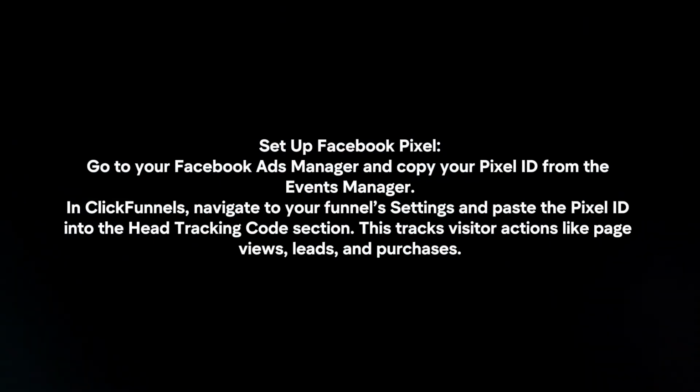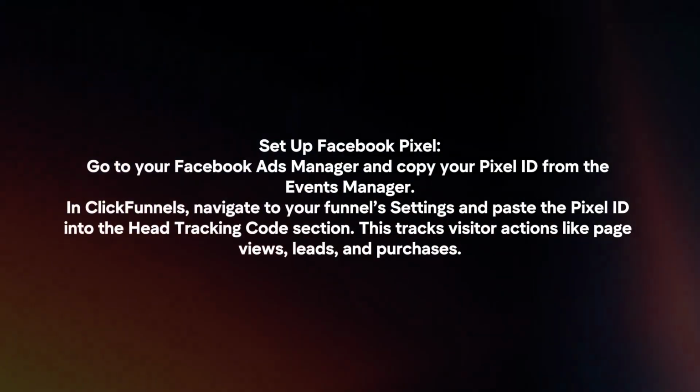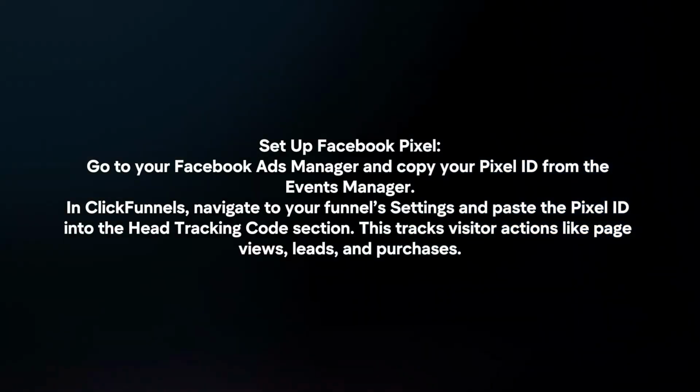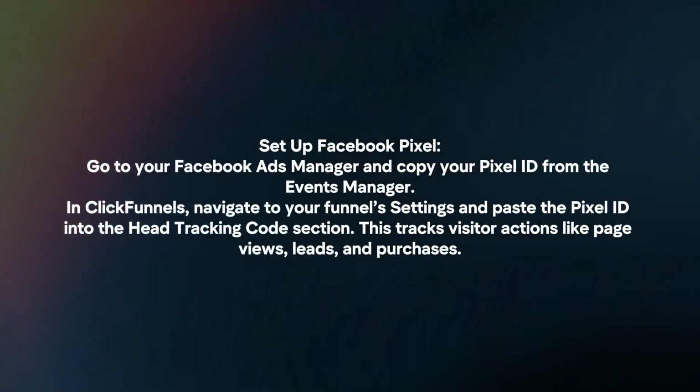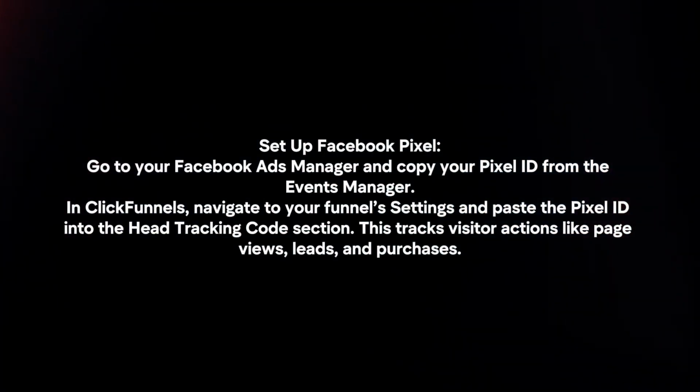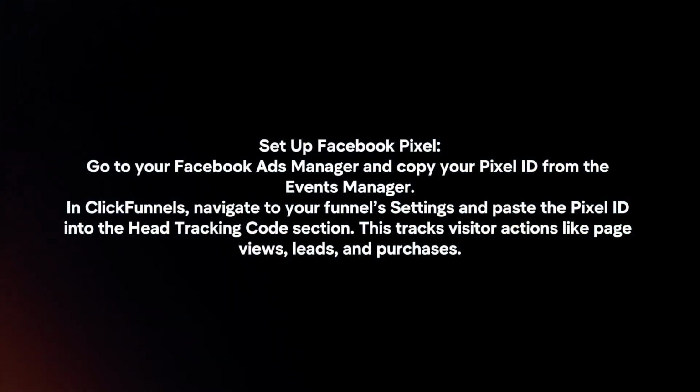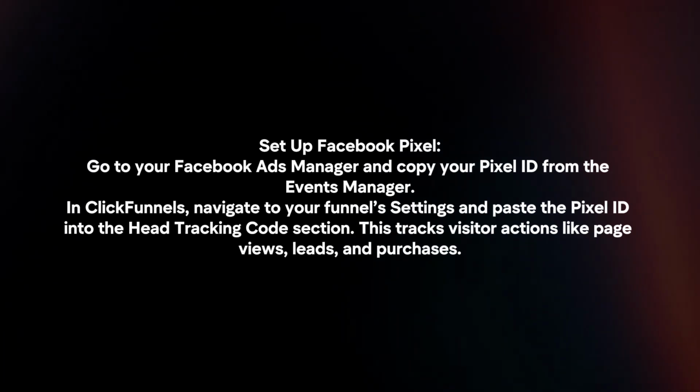Set up Facebook Pixel. Go to your Facebook Ads Manager and copy your Pixel ID from the Events Manager. In ClickFunnels, navigate to your funnel settings and paste the Pixel ID into the head tracking code section. This tracks visitor actions like page views, leads, and purchases.